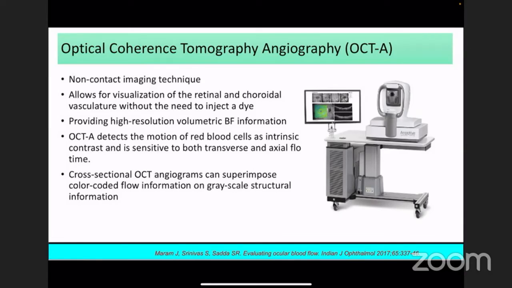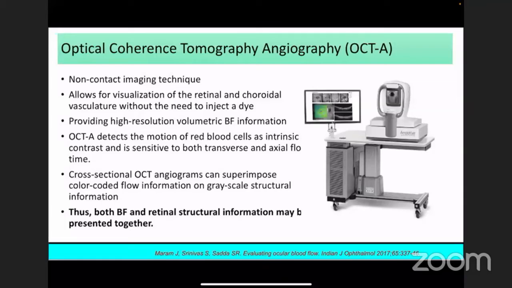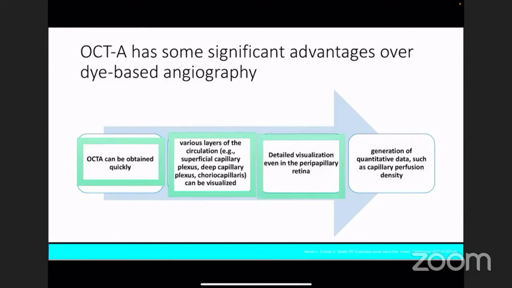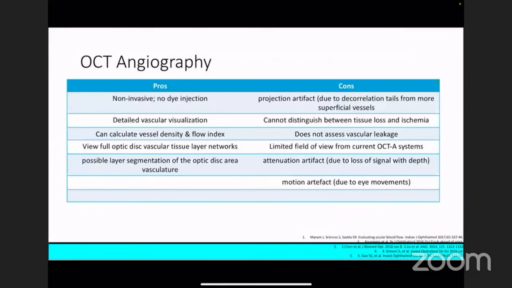Now, when we see the cross-sectional OCTA images, they can superimpose color-coded flow information on the grayscale structural information, and therefore we can assess both things, blood flow and retinal structural information, presented together. Now, what are the advantages? It can be done very quickly. Various layers of the retina are imaged. Detailed evaluation, even of the peripapillary area, can be done, and it generates quantitative data such as capillary perfusion density.